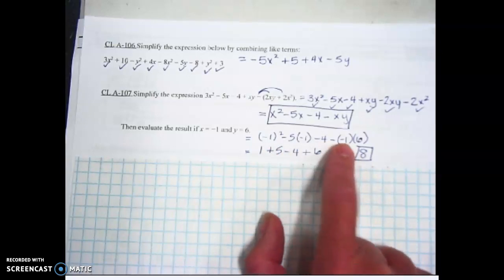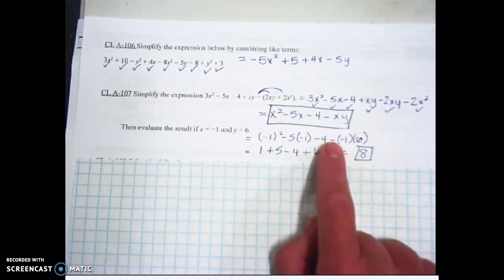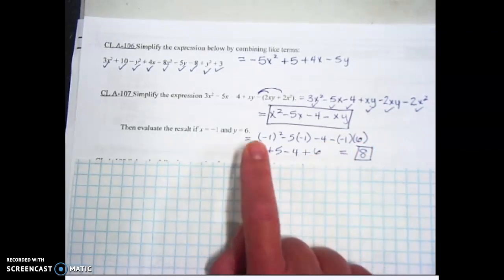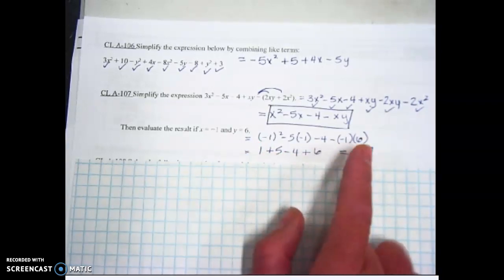And then down here I simplified this. Negative 1 times 6 would be negative 6, but you're subtracting a negative 6, so I wrote plus 6. So from left to right, I went 1 plus 5 is 6, 6 minus 4 is 2, 2 plus 6 is 8.